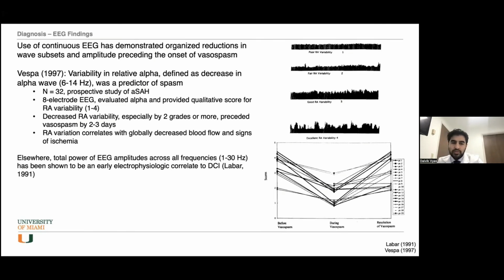Elsewhere, other publications have shown that you get a decrease in the EEG amplitude across all frequencies, a measure known as total power, as an early electrophysiological correlate for delayed cerebral ischemia. It's noted that not all patients, though, would necessarily be suited to get continuous EEG monitoring after an aneurysmal subarachnoid hemorrhage, both because the severity of this vasospasm can be predicted either clinically or with something like a TCD, which is far less invasive.